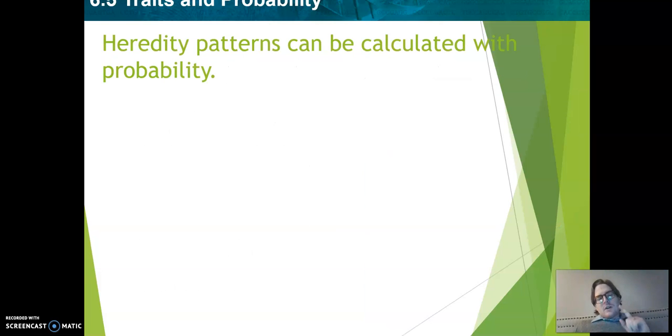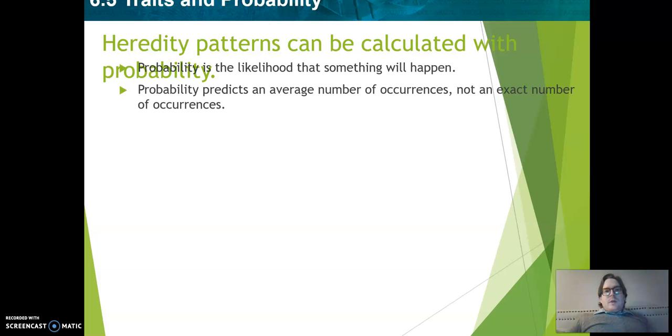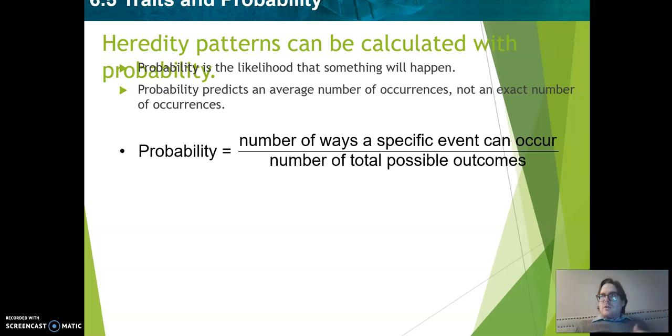We kind of discussed this a little bit before, talking about how there's 1 to 2 to 1. And so now we're going to look at it as far as percentages go. Probability is the likelihood that something will happen. Like 25% will be homozygous recessive, 25% will be homozygous dominant, 50% will be heterozygous. It predicts the number of occurrences. It's not an exact number, even though you have a really good idea of it.